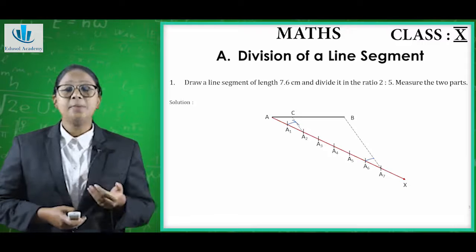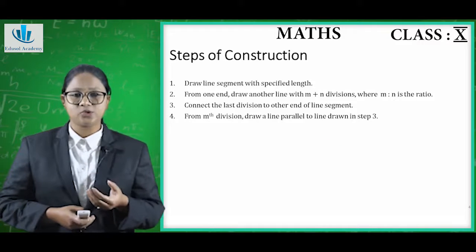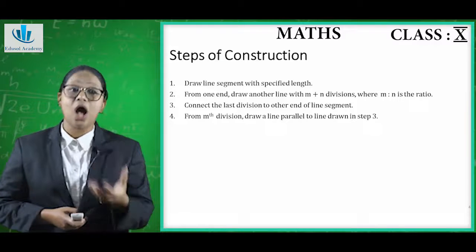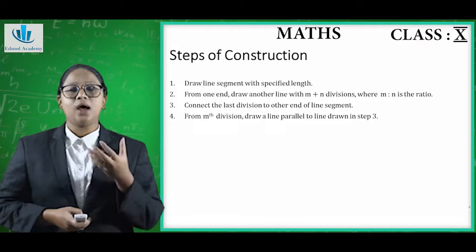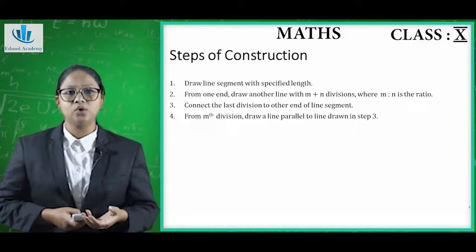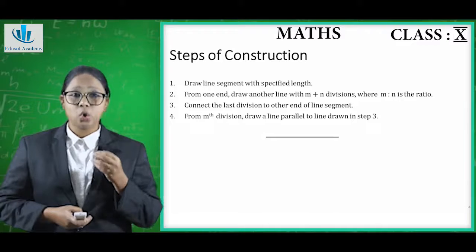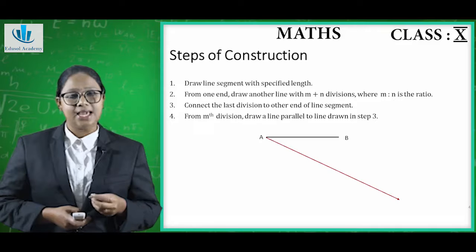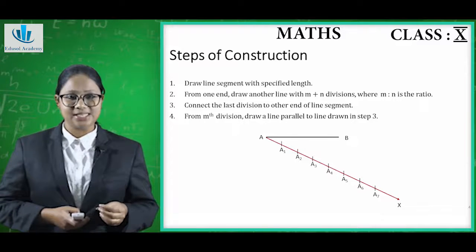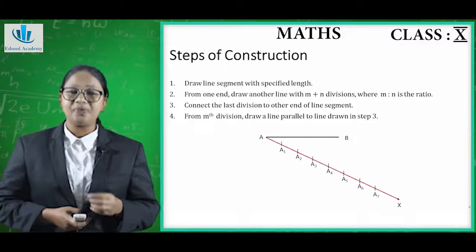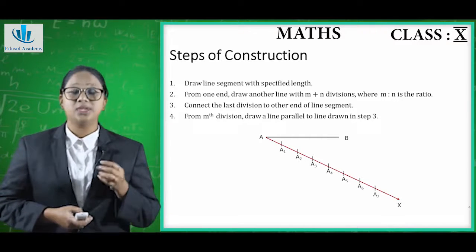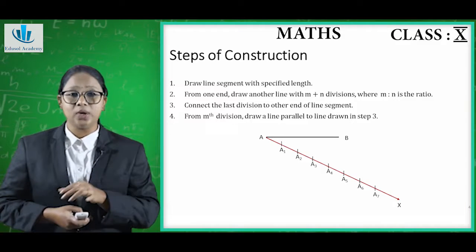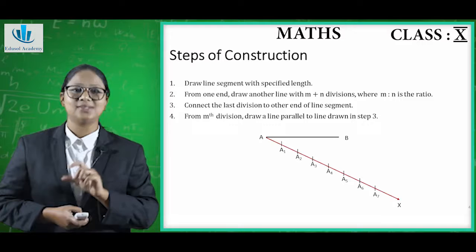Now for the examination, you will have to write the steps of construction like I explained right now, but there is a general step on how we have to construct the line that is being divided into some ratio. So let's have a look at it. We have to draw the line segment with specified length. Then from one end, draw another line with m plus n divisions, where m is to n is the ratio. Like in this case, 2:5 was the ratio, so we took 2 plus 5, that is 7 divisions on the new line, that is AX.